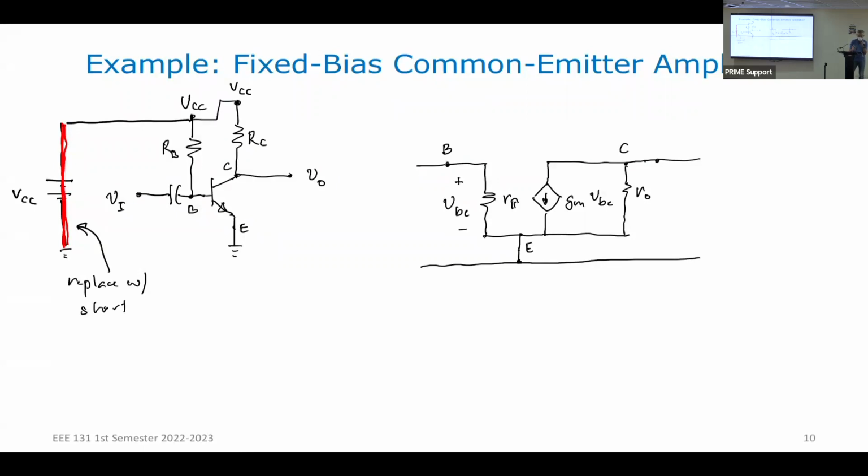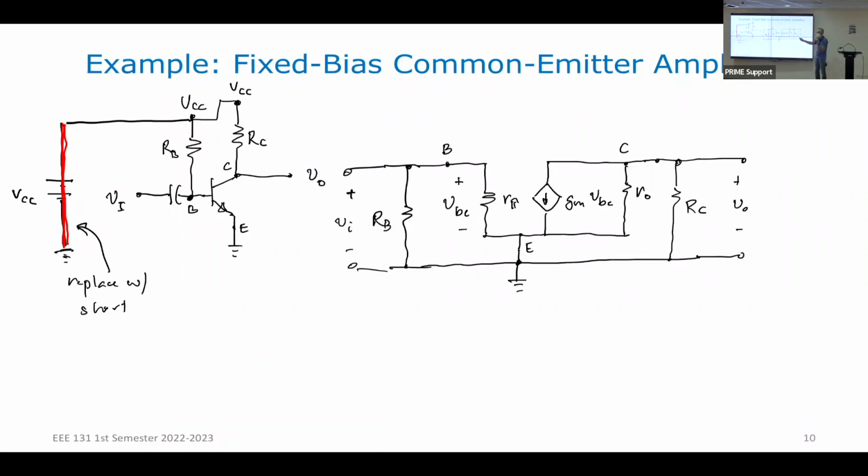Okay. So what do we have? RB is still RB, and RB is connected between your base and your ground. My emitter is connected to my ground. Between my base and my ground, I have RB. And RC, if you take a look at RC, is connected between your collector and ground. So this is RC. And this is now my V sub O, from collector to emitter, and this is my V sub I.